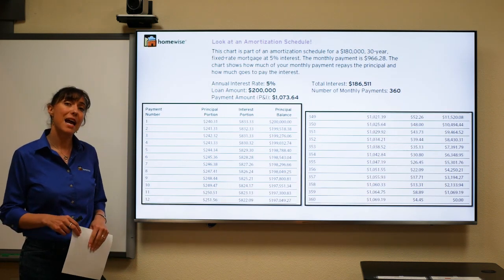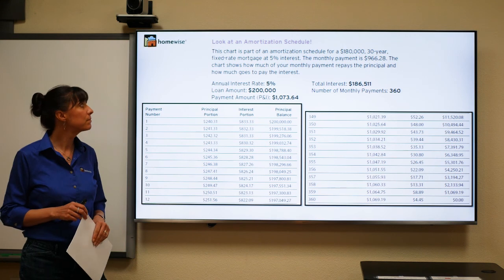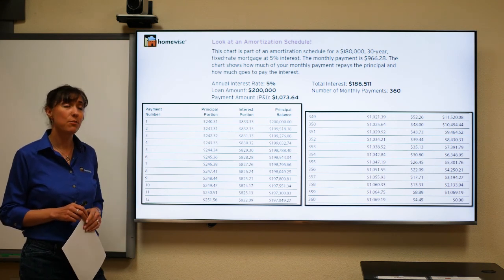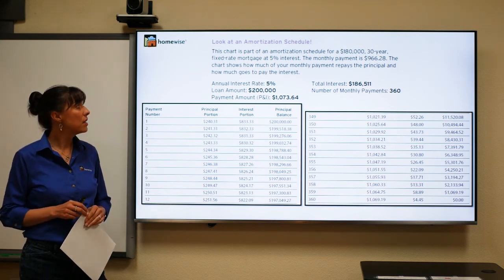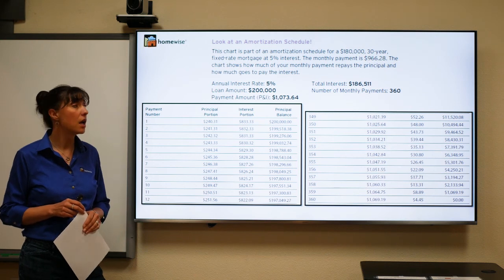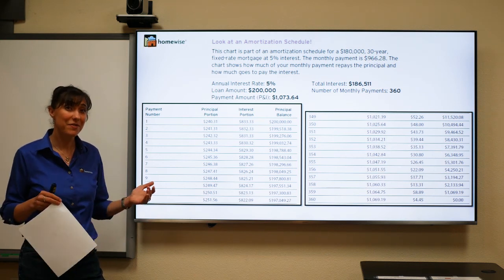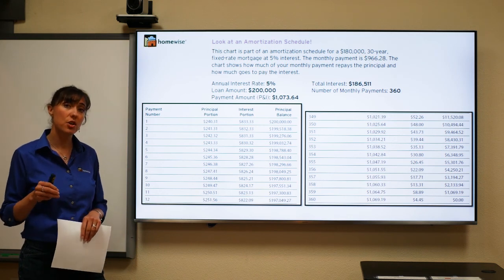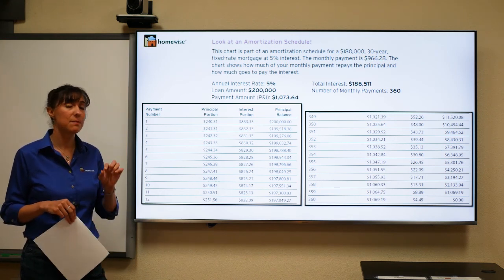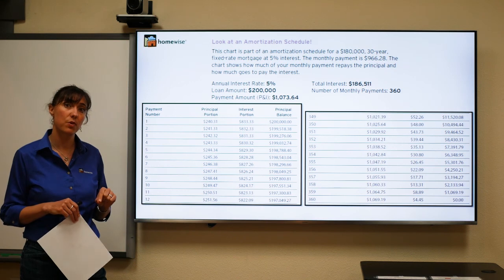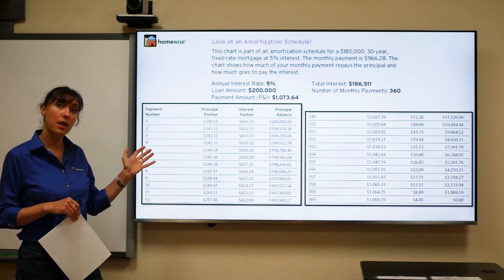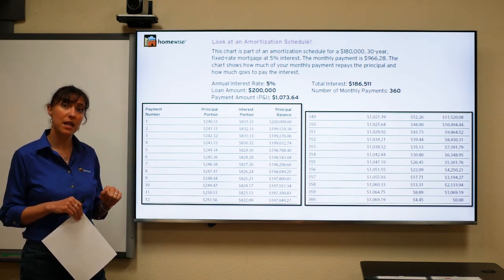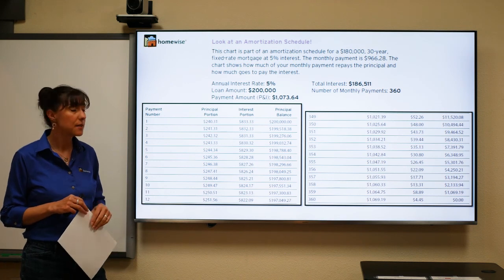Let's take a look at an amortization schedule. This chart is part of an amortization schedule for a $200,000 loan, 30-year fixed rate loan at 5% interest. This chart shows how much of my monthly payment, specifically just that principal and interest portion, goes to pay the principal and how much of that monthly payment goes to repay the interest.